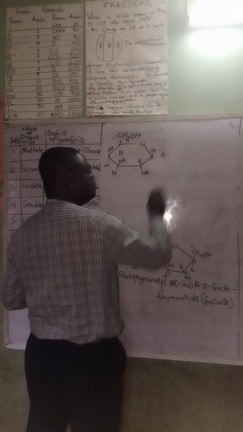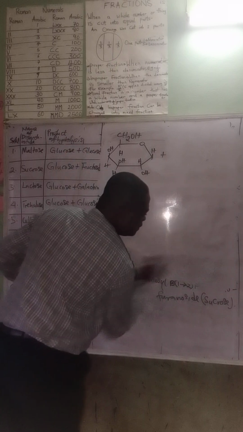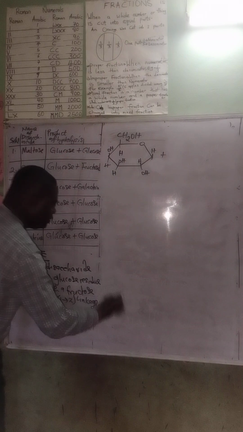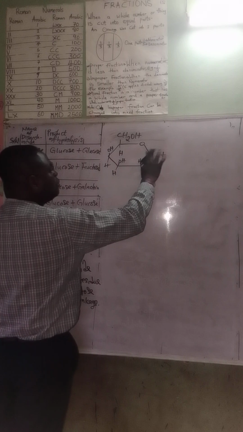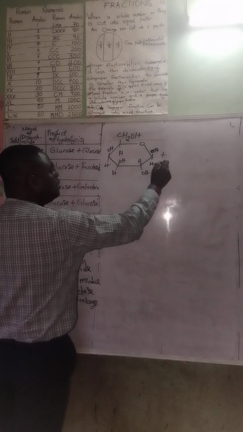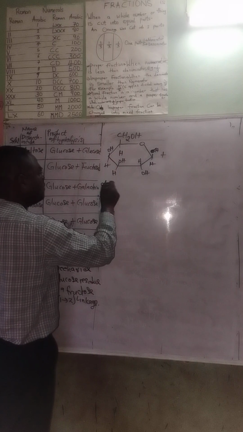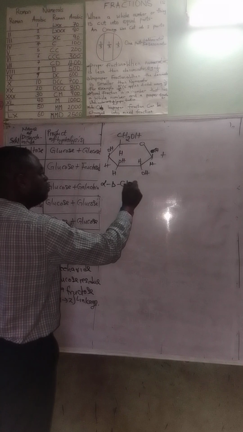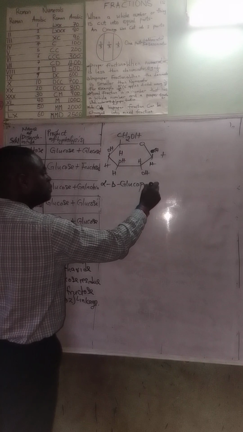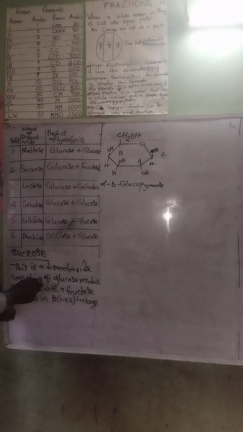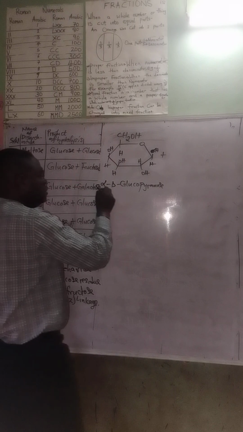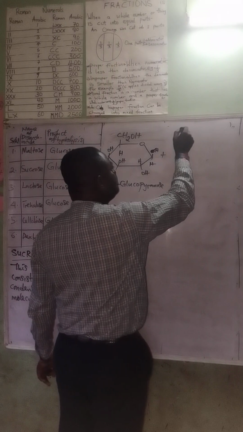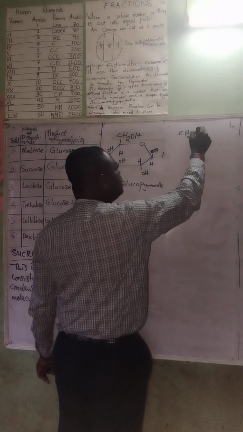I still need this glucose. Now, don't forget, alpha D glucopyranose. Now, lactose contains glucose, which is this one, then galactose. So the structure of galactose now is this: CH2OH.